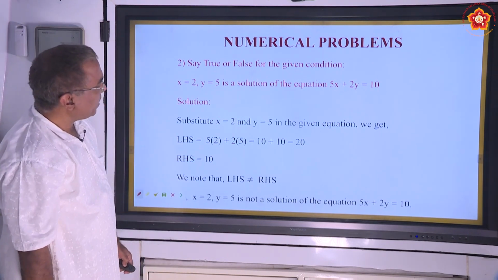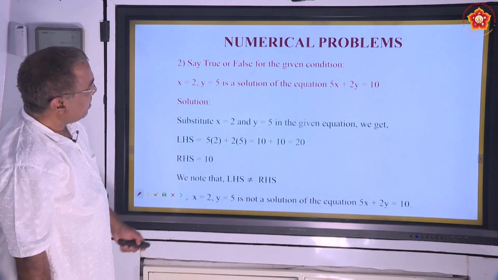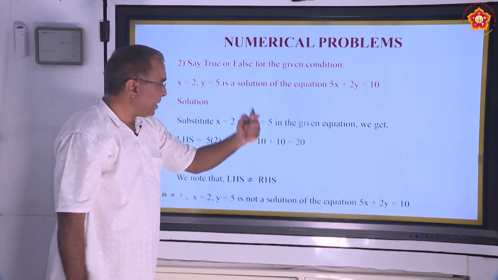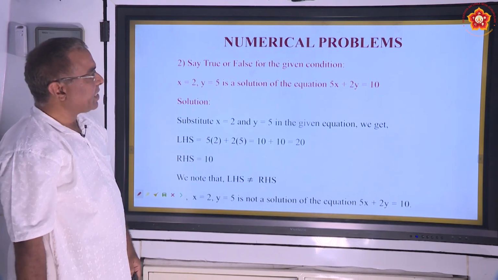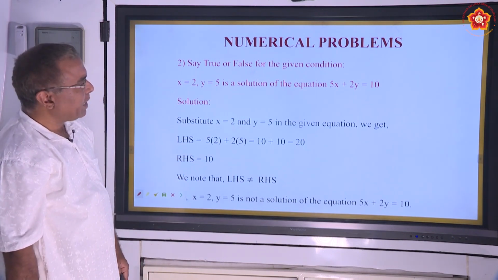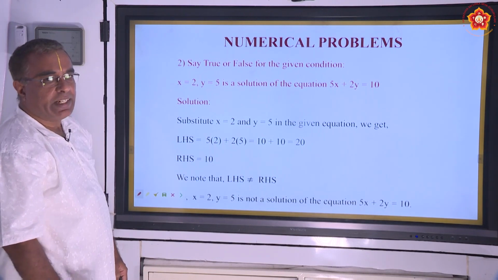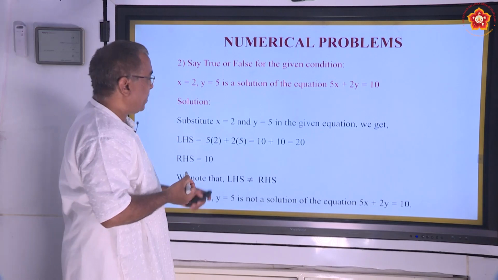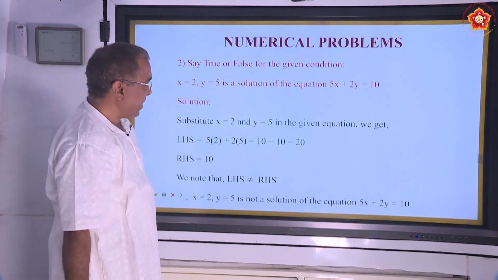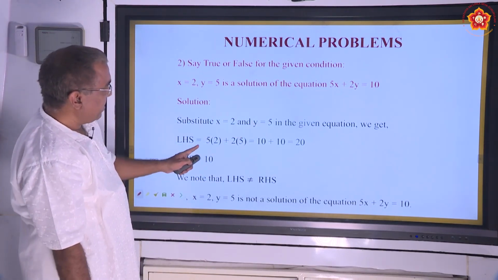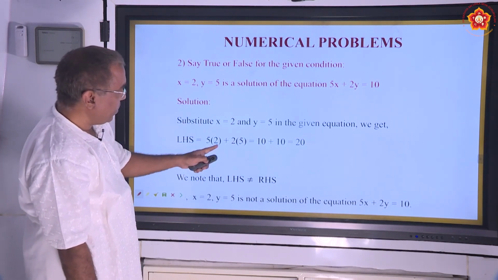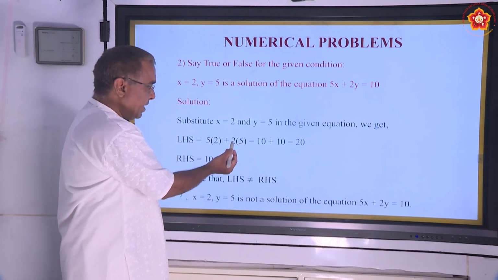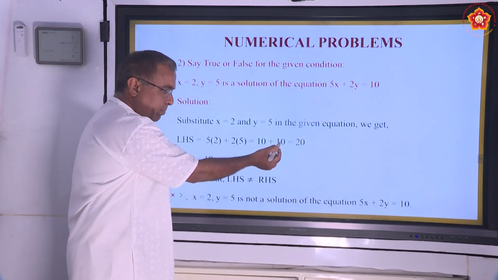Now say true or false for the given condition. x equals 2 and y equals 5 is a solution of this equation. Already we have discussed when can a number be a solution of the equation. We need to substitute in the left hand side and check if it is the same as the right hand side. So let us do the substitution. x equals 2 and y equals 5. What happens to the left hand side? 5 times of 2, x value is 2, plus 2 times of y value is 5. 5 2s are 10 plus 2 5s are also 10. 10 plus 10 is 20.